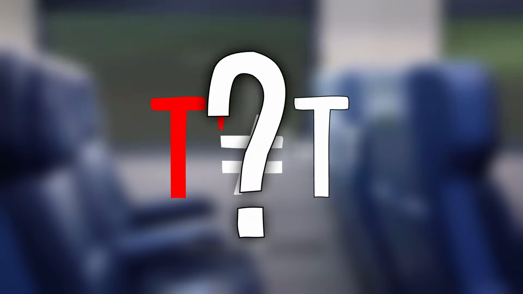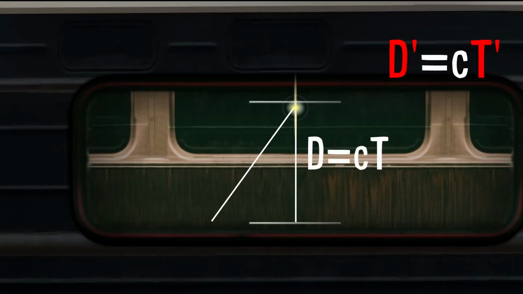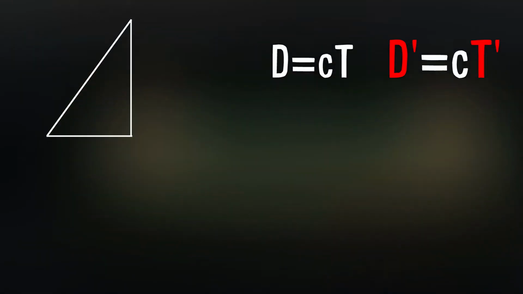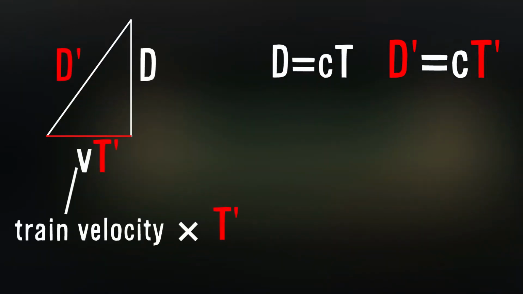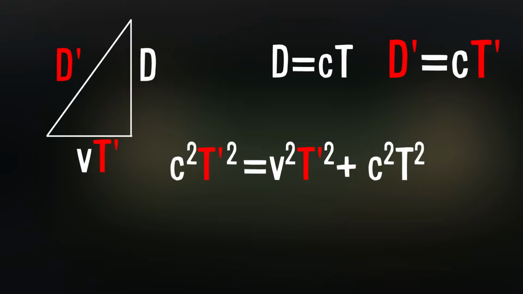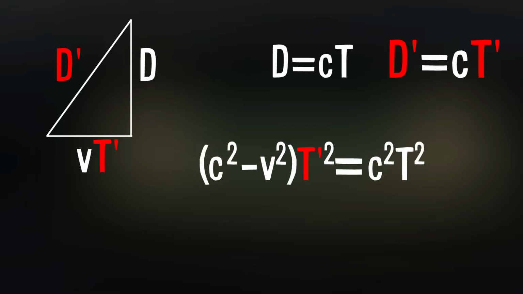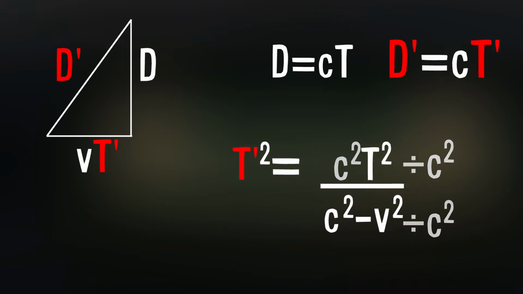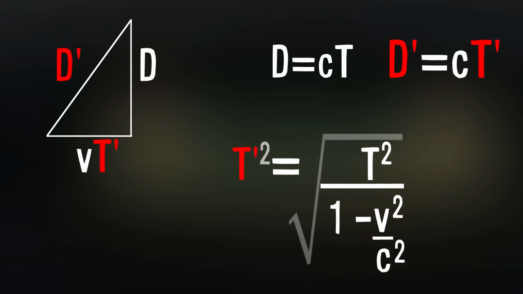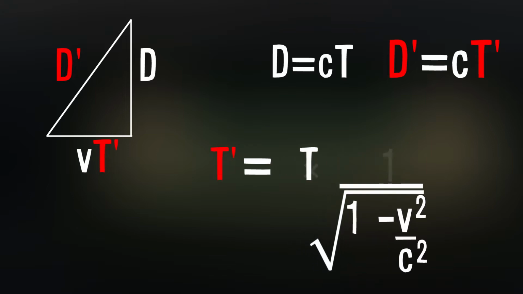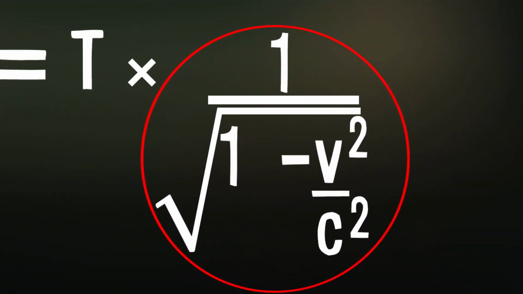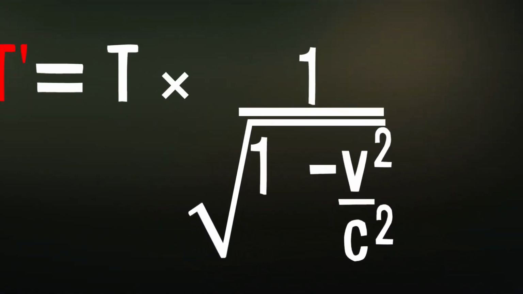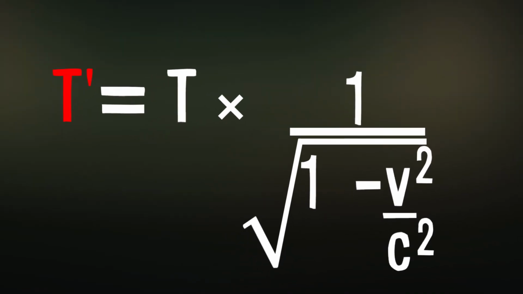But how much? Well, this is a right triangle. And this side is the distance traveled by the train in that time. We can use the Pythagorean theorem, and by substituting our values and solving for the dilated time, we get this equation. This part is called the Lorentz factor, and by using it, we can calculate time dilation.